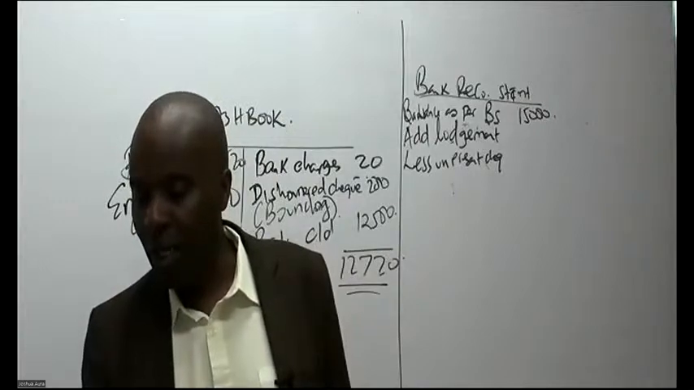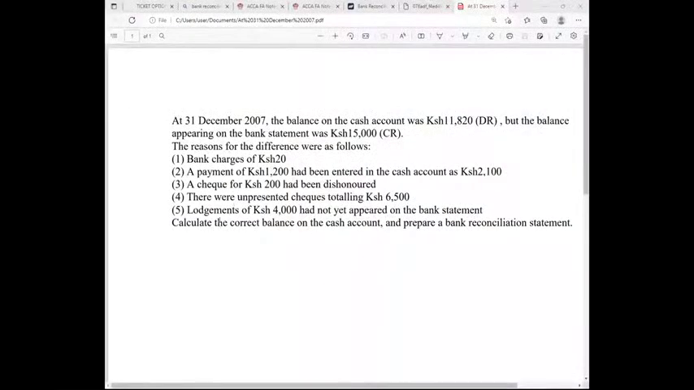Let's check here. They've told us, note 5, lodgements were 4,000. And then the unpresented checks that I'm subtracting here, from note number 4, were 6,500. So could you kindly give me the balance as per cash book.